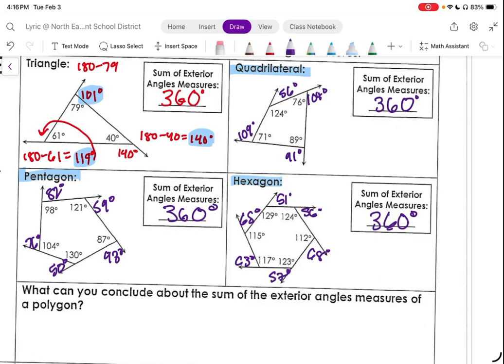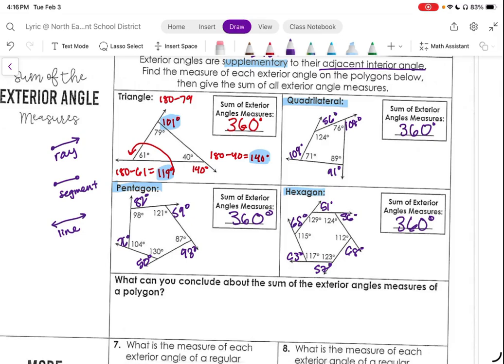All right. So what we've learned from this section, what can you conclude about the sum of the exterior angle measures of a polygon? If you're thinking that the sum of the exterior angles of any polygon is always 360, then you are correct.